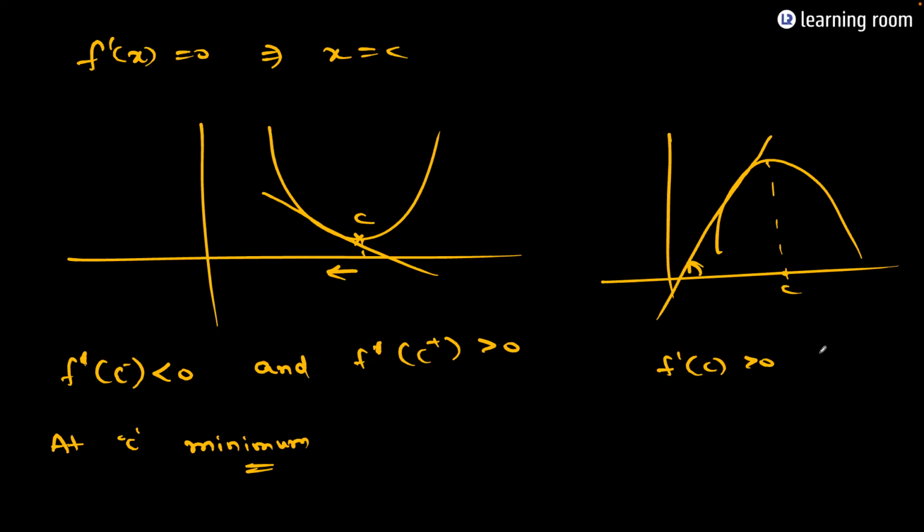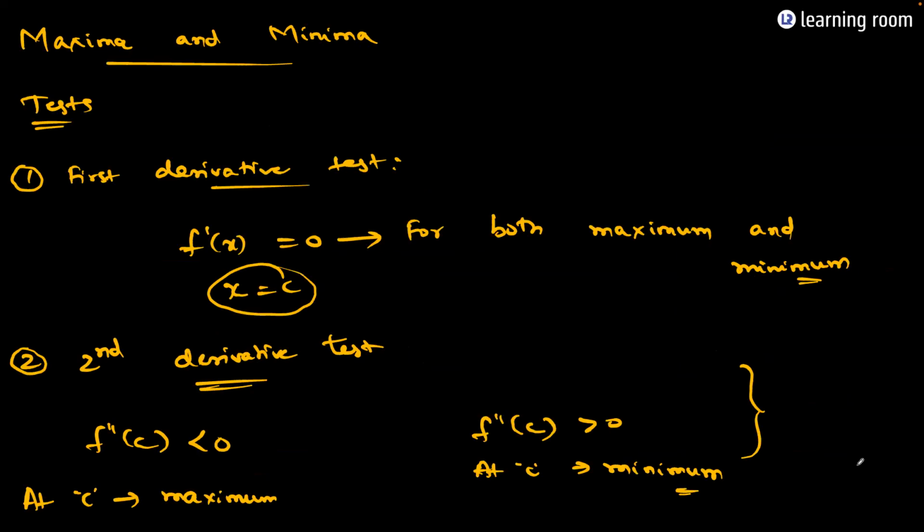Whereas at point c, on the left of c, if I take the slope, f dash of c minus is greater than 0 and f dash of c plus is less than 0. What is at point c? At c you have a maximum. See, this is used very rarely. Suppose you get f double dash of c also equal to 0, then what will that point c be called as? Point of inflection. It's called a point of inflection. So if f double dash of c is equal to 0, then it's called the point of inflection.